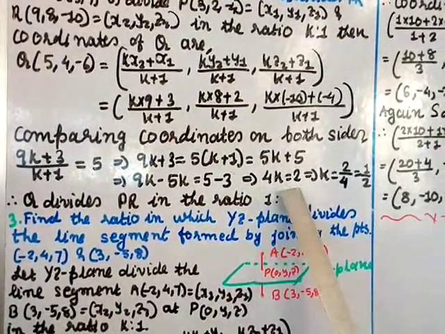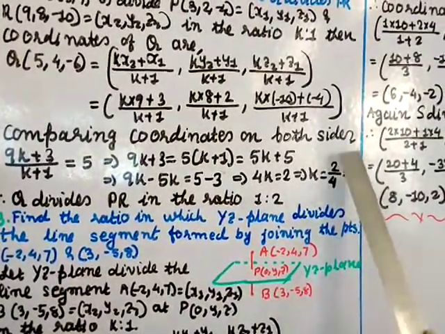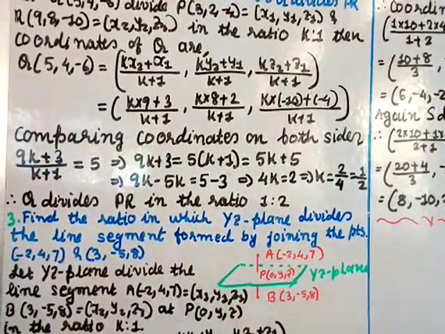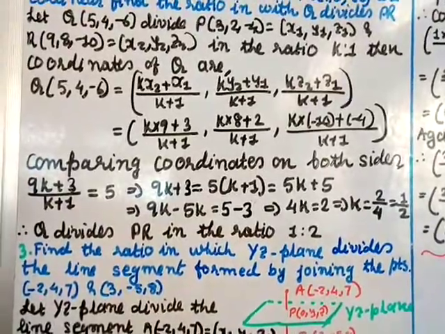This implies 4 transfer over here, so k equal to 2 by 4. Cut by 2, so we get 1 by 2. That means Q divides PR in the ratio 1:2. So that is the solution for question number 2.